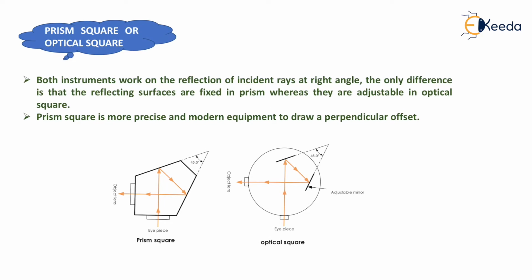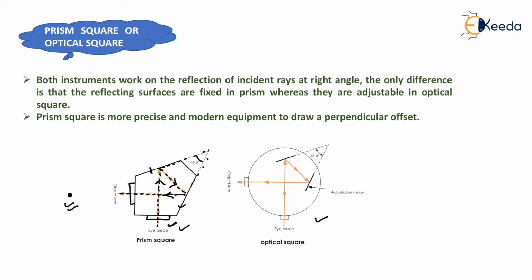Now we can see the prism square or optical square. Prism square is shown here and the optical square is shown here. Now in the prism square the reflecting faces are at an angle of 45 degrees and the reflecting surfaces are fixed in case of prism. So here is one eyepiece and here is one objective. Now suppose there is one object which is shown here. If we want to see this object, then the line of sight will be like this, and it will reflect from this reflecting surface like this, and it will again reflect from this reflecting surface like this. So in the prism there will be two total internal reflections, and we can easily determine the perpendicular object which is shown here by just seeing from this eyepiece.